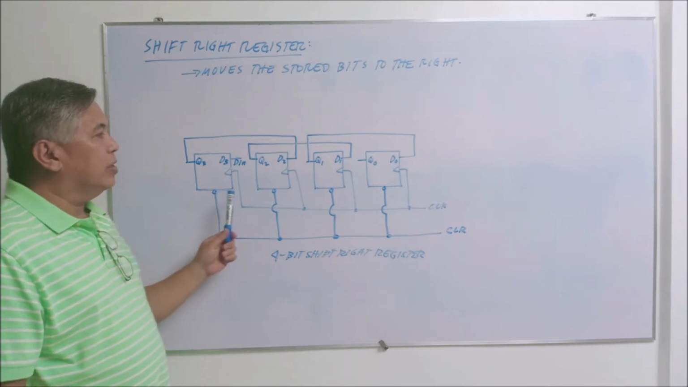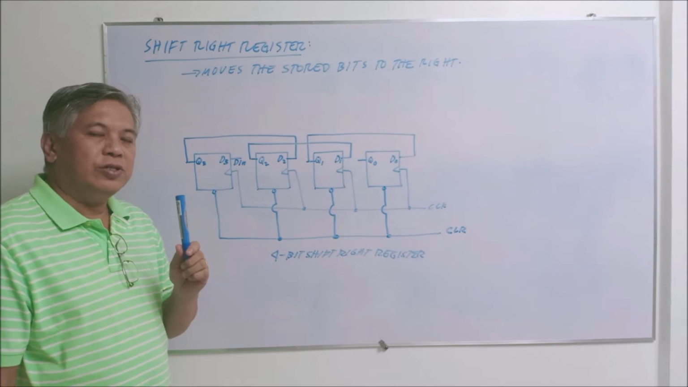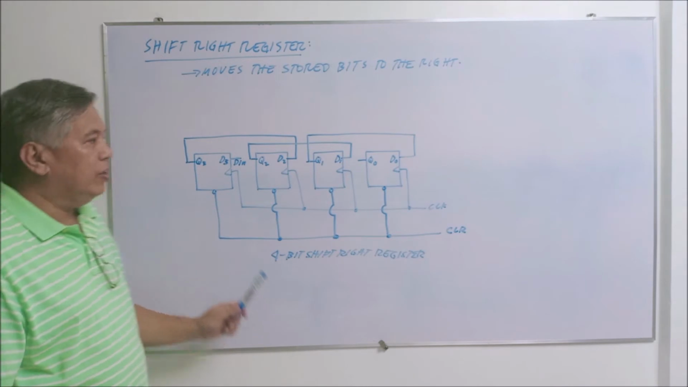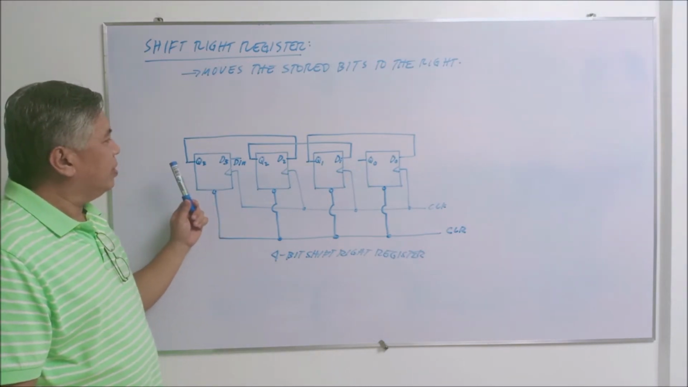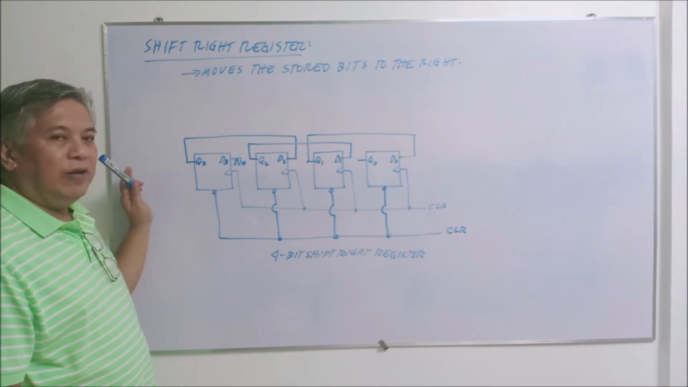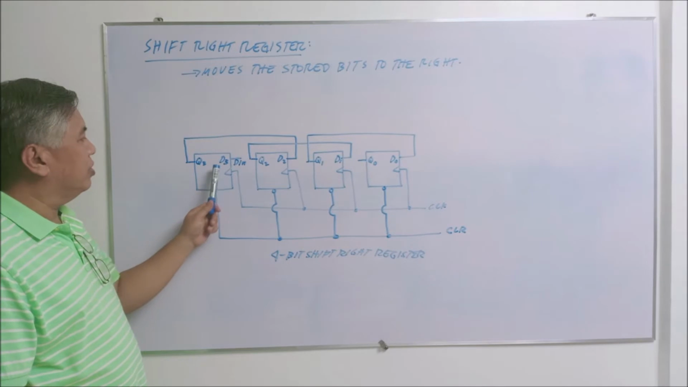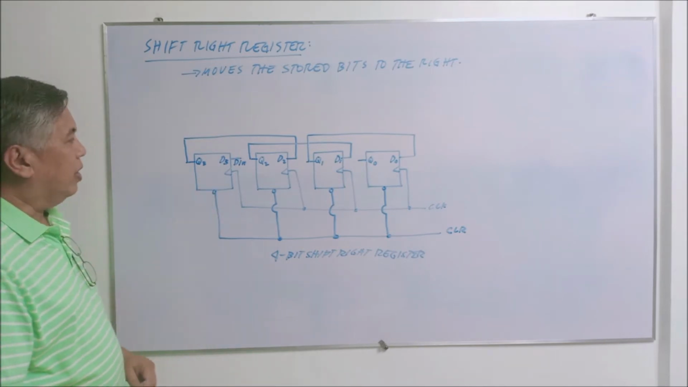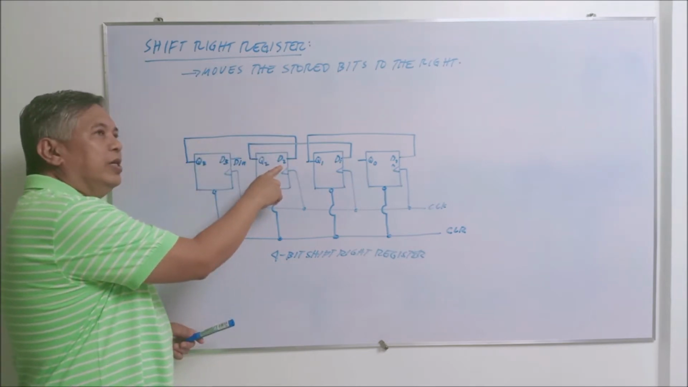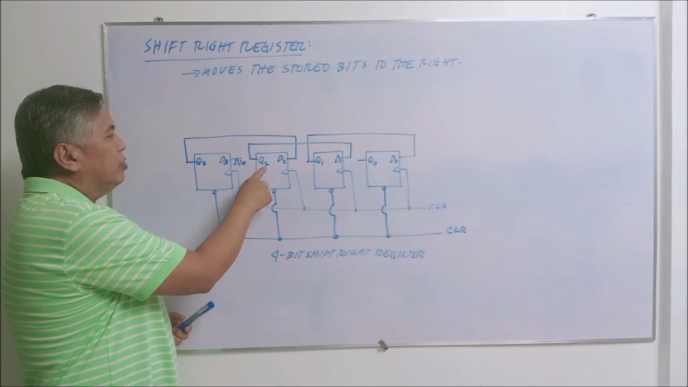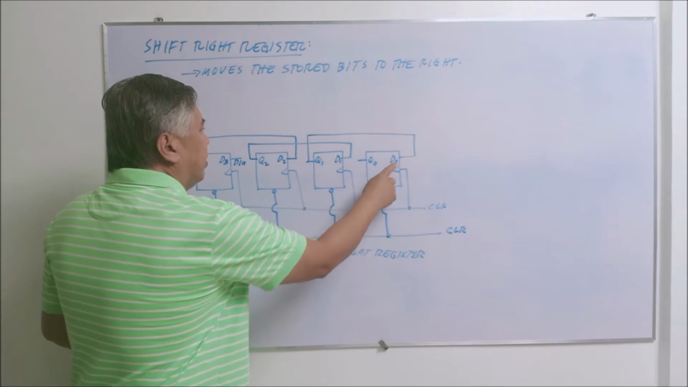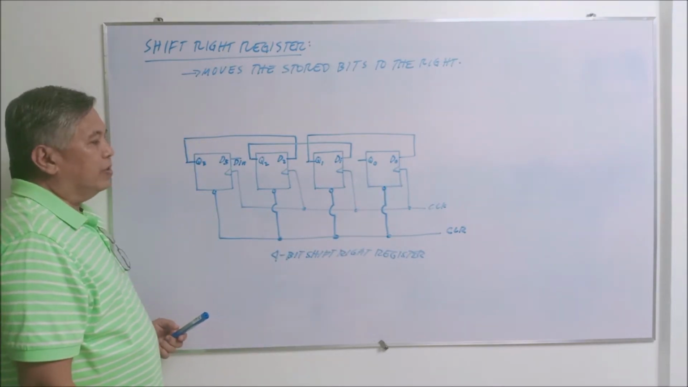If you notice, unlike in your shift left register, where the input is found at D sub 0, in this shift right register the D input is connected to the leftmost part of your circuit, which is D sub 3. Also, your Q sub 3 is fed back to your input D sub 2, the output of Q sub 2 is fed back to D sub 1, and the output of Q sub 1 is fed back to D sub 0.